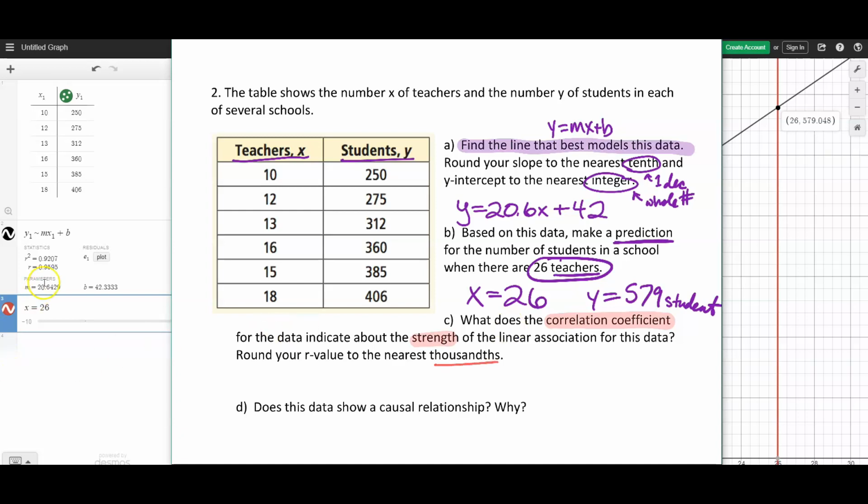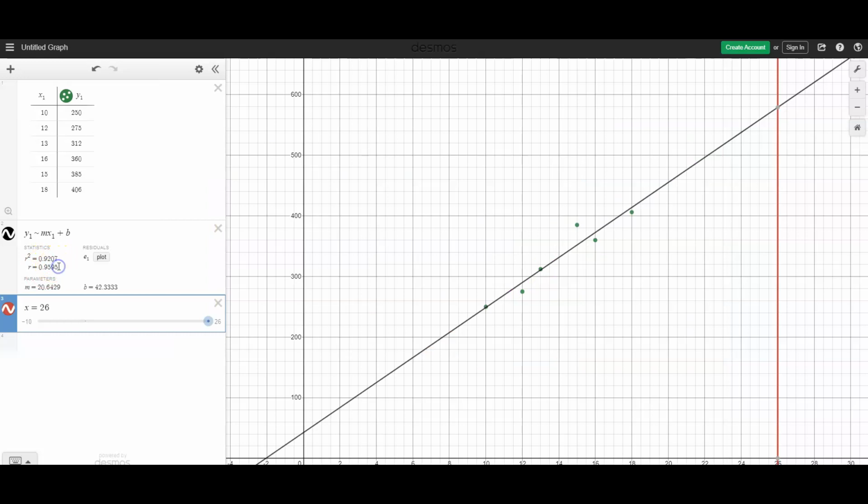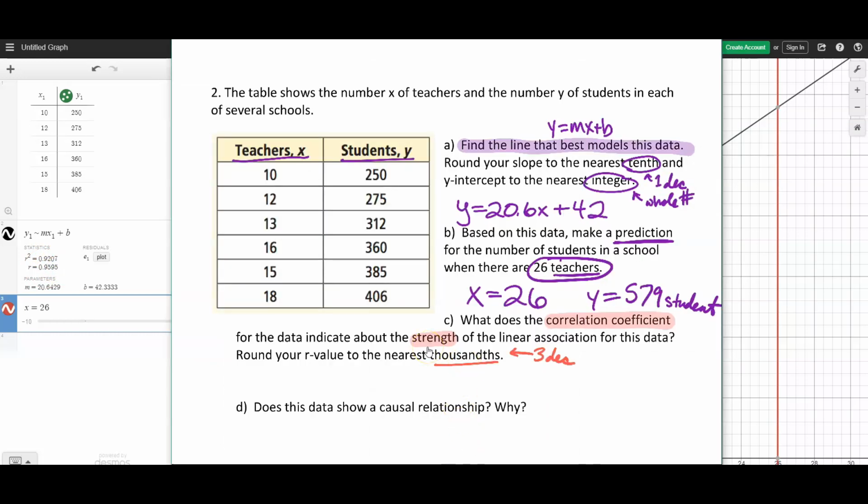Now, if I look on my Desmos, we're looking for the R value for correlation coefficient. And my R value is 0.9595. But I want to round it to the nearest thousandths, which is 3 decimals. So I keep 3, 1, 2, 3, and I look at the next one. I say 5 or more, raise the score. 4 or less, let it rest. That's a 5 or more, so I'm going to raise the score, which means the 9 becomes a 10, which means the 5 becomes a 6. And I keep the 0 because I want 1,000.